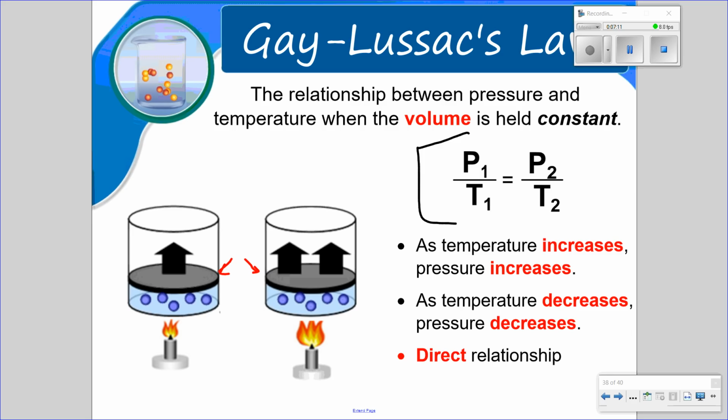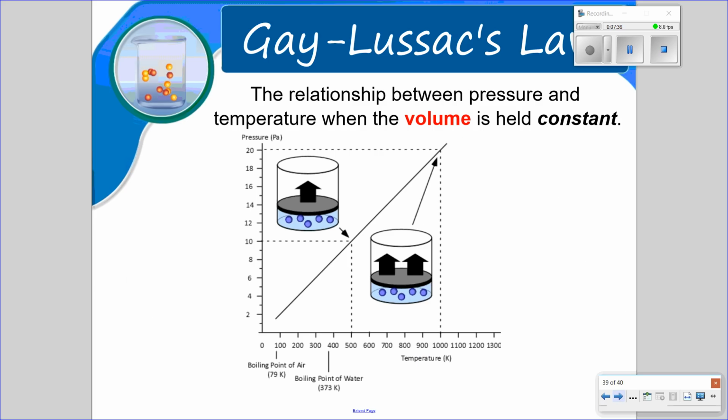Pressure and temperature: as temperature increases, pressure also increases, and as temperature decreases, pressure decreases. And remember, all of this is in a fixed container where your volume is not going to change. This is also a direct relationship. So you should see some algebraic similarities between this law and Charles's law. They're both direct relationships, and so the algebra looks very similar, as it should.